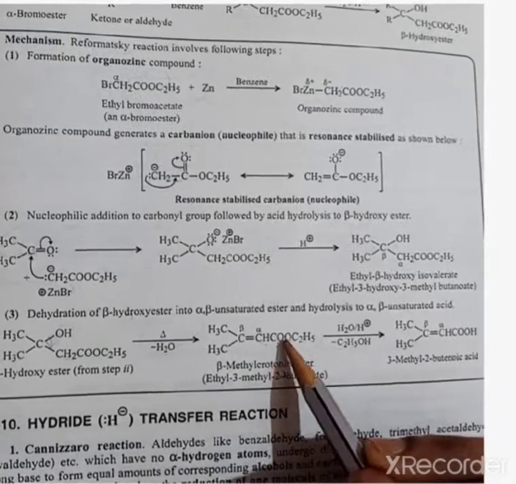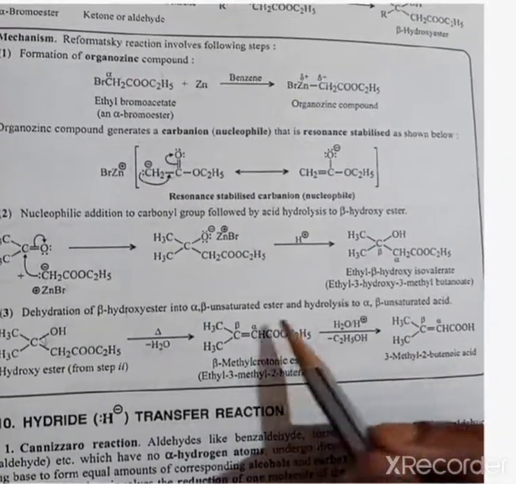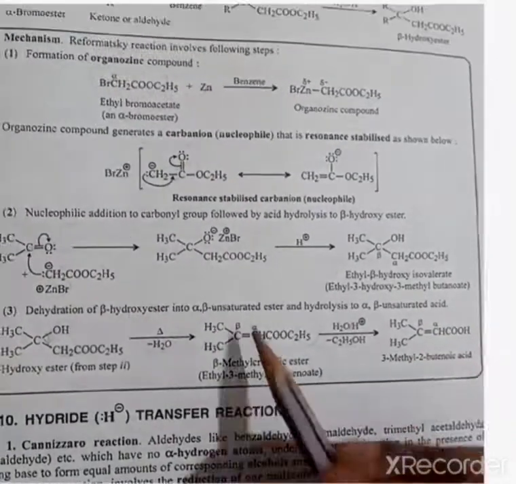Again hydrolysis, and this becomes the acid, COOH, as C2H5OH is removed. This becomes CHCOOH, which is said to be 3-methyl-2-butenoic acid. This is the Reformatsky reaction.